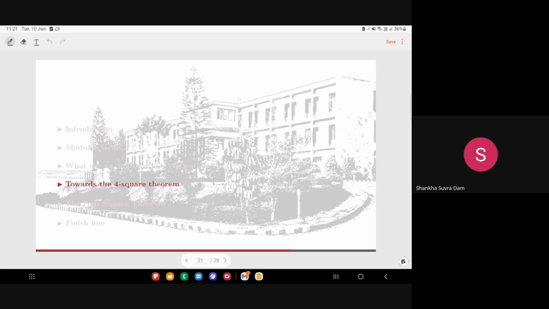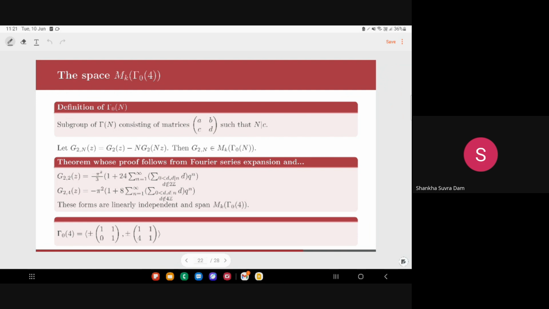Right. Moving on, we define a subgroup gamma naught of n. This is a subgroup of SL2Z, which consists of matrices ABCD such that n divides C. Note that gamma n was just A congruent to 1 and D congruent to 1, and these congruent to 0, right?